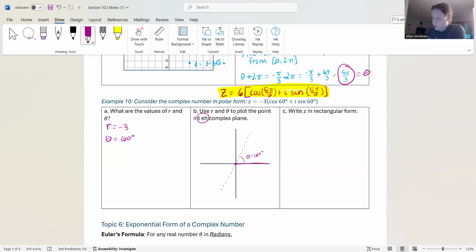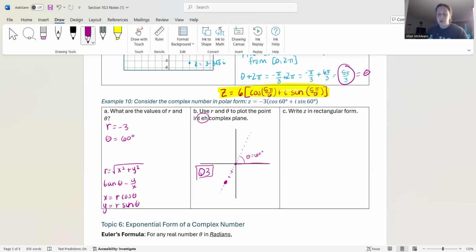Our r is negative, so we go 1, 2, 3 units, and that puts us squarely in quadrant 3. Now let's see if we can get the rectangular form. Remember, as long as you have an r and a theta, you can get an x and a y. We have to remember that r equals the square root of x squared plus y squared, tangent of theta equals y over x, x equals r cosine theta, and y equals r sine theta. Those are the main relationships we have to remember from 10.1 and 10.2.